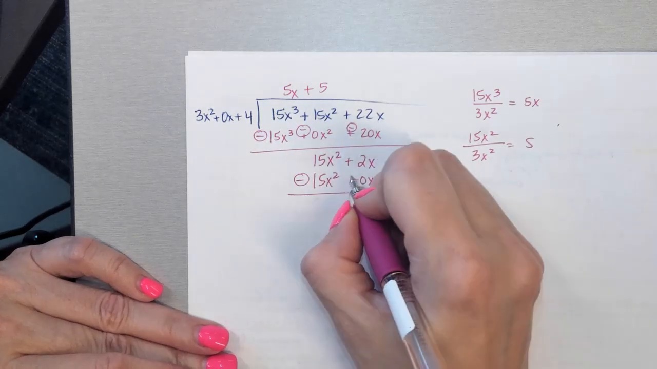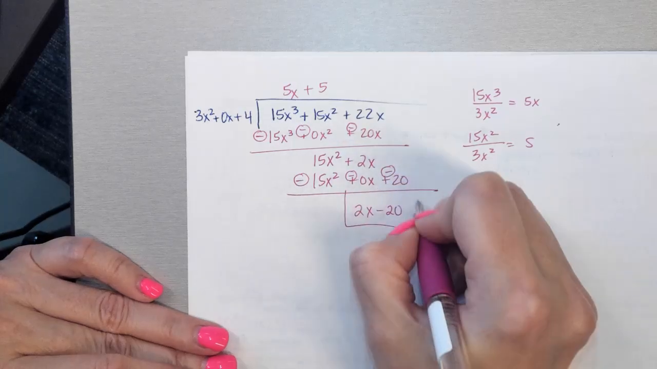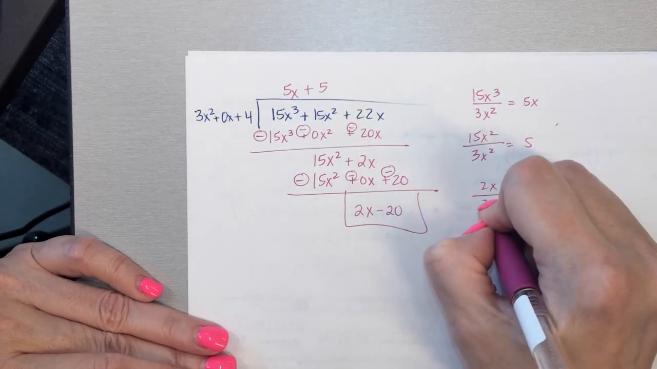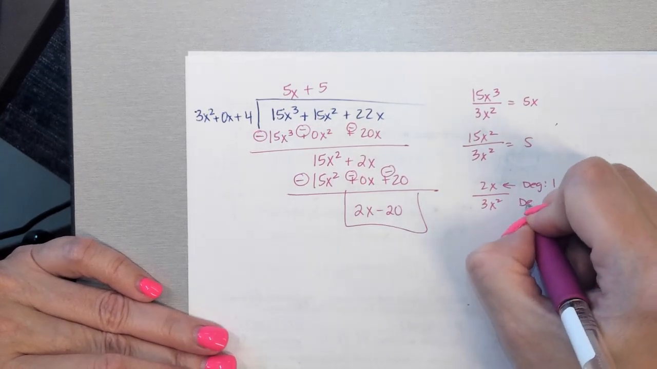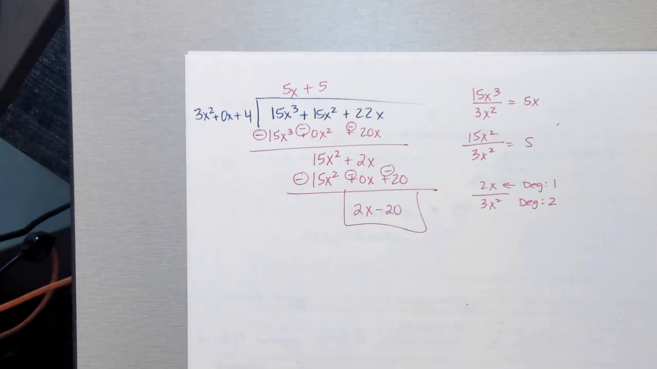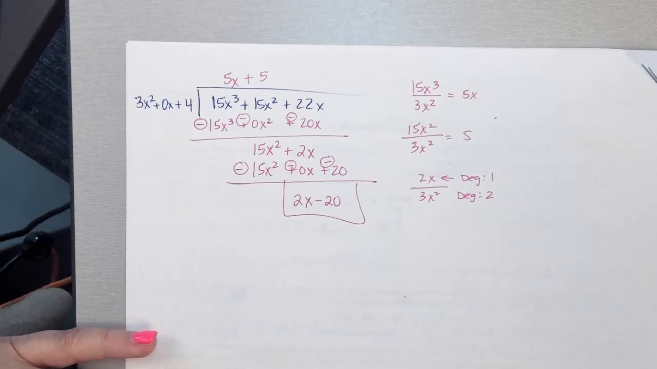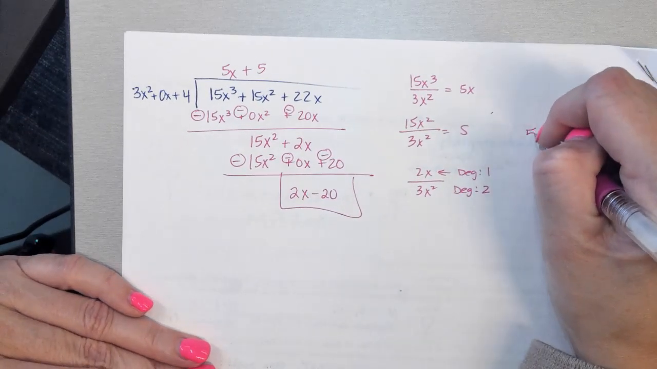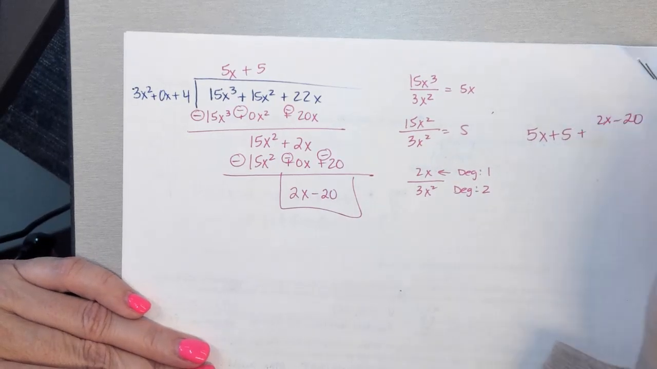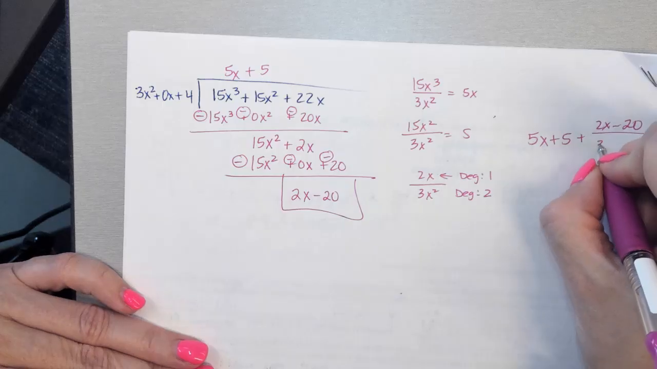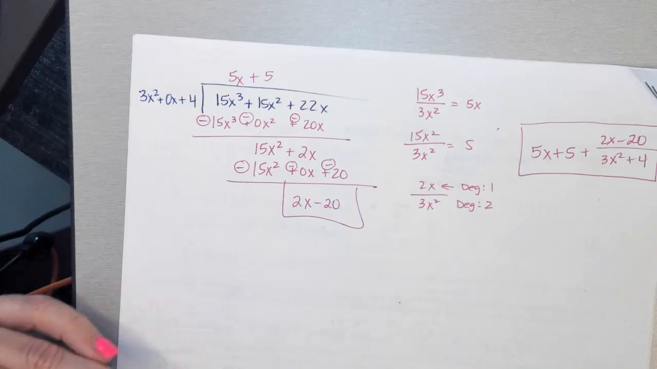And then change your sign, change your sign, change your sign. So you have 2x minus 20. And then once you have this degree, if the degree of the remainder is less than the degree of the divisor, that's how you know when to stop. And then you are writing this answer in alternate form. So it's 5x plus 5 plus 2x minus 20 over 3x squared plus 4. That's going to be your final answer.